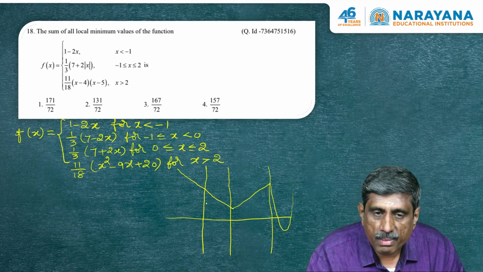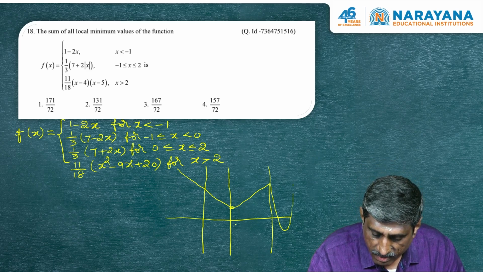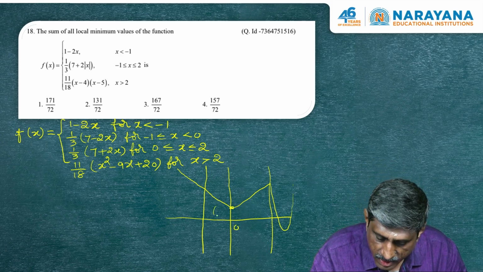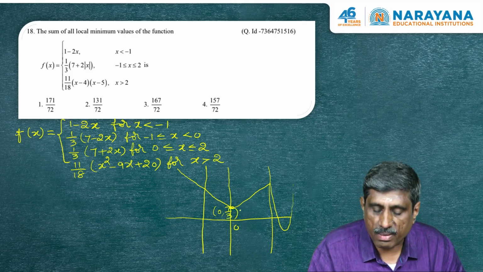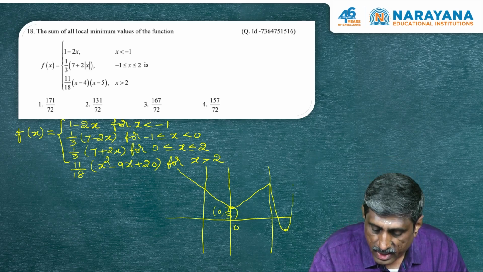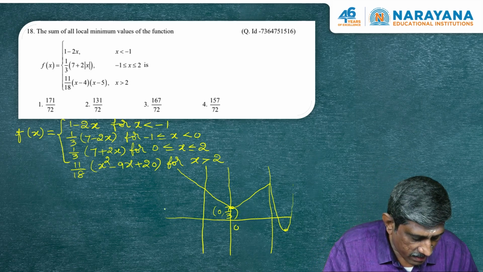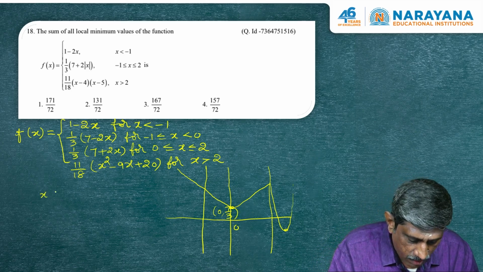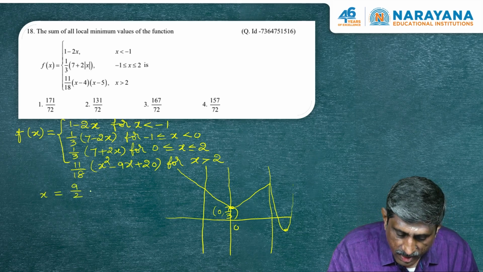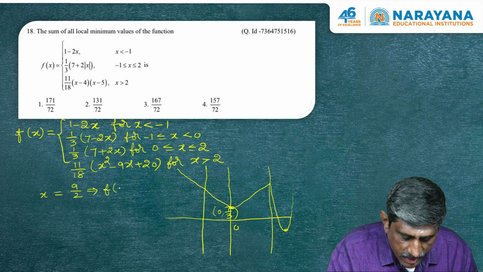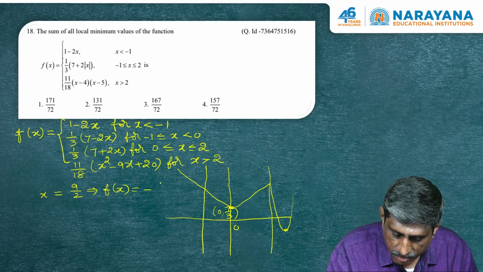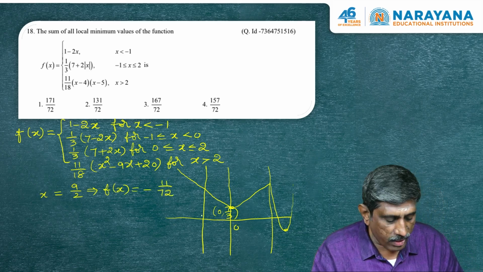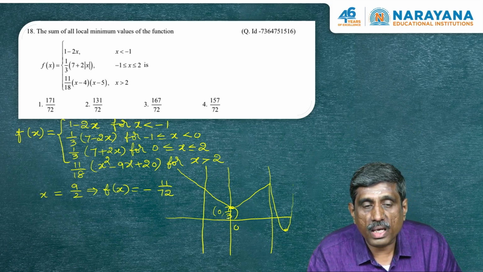And when we identify the minimum values, at 0, we are getting the minimum value. So, this point is 0, 7 by 3, one point where it has minimum value. Again, at this point it has minimum value. When you differentiate this, the point where it gets the minimum value is x is equal to 9 by 2. When you put x is equal to 9 by 2, we are getting f of x is equal to minus 11 by 72. These are the two values where the function has local minimum.